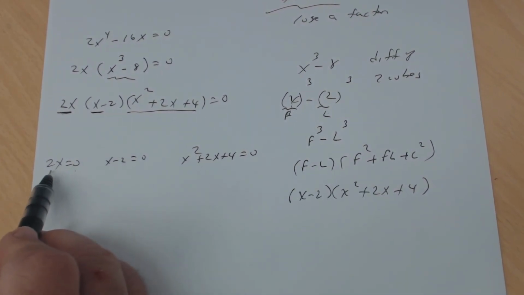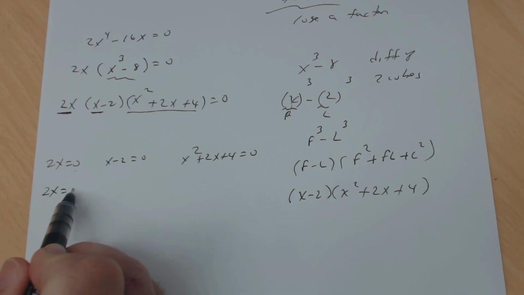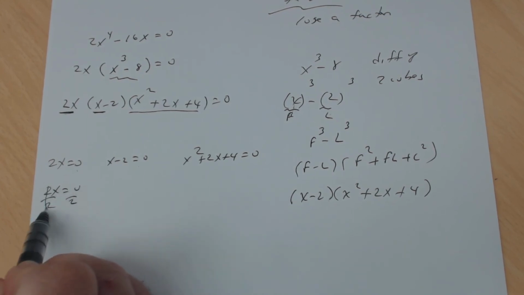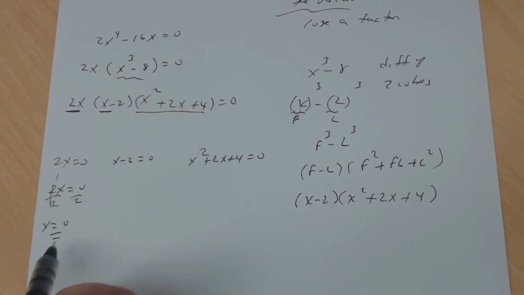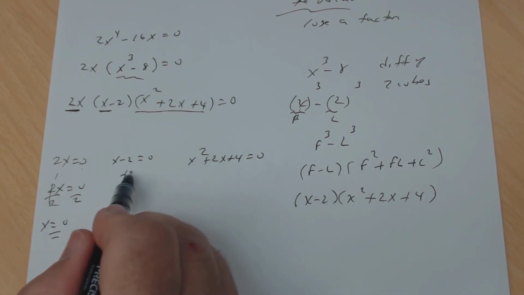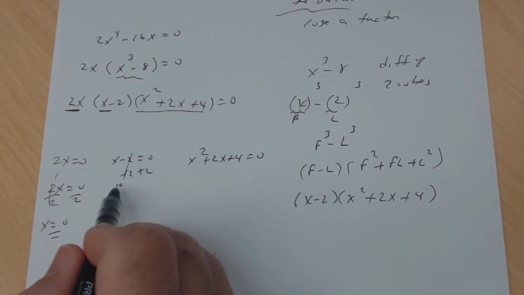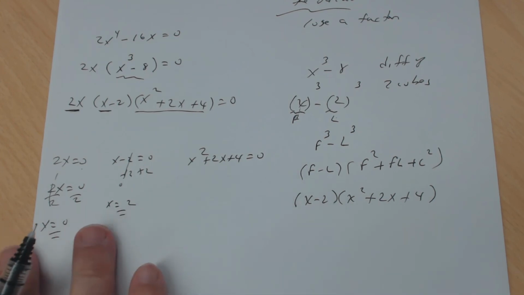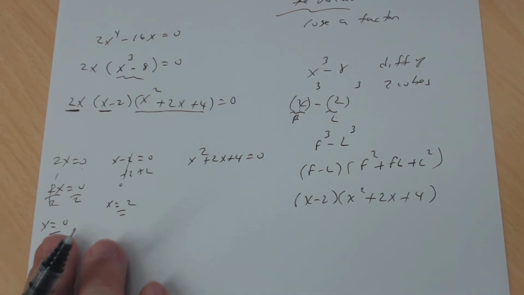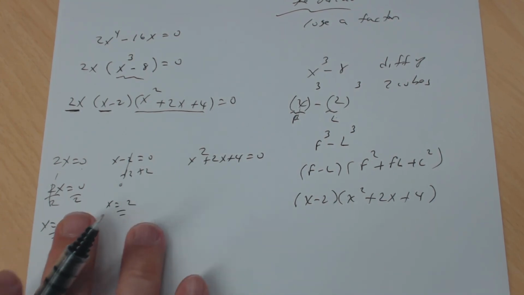All right, so when I get x by itself, I'm going to divide both sides by 2, and so I get x to be 0. Over here, I'm going to add 2 to both sides, so I get x to be 2. All right, so those two are easy. So I found two of my solutions, one is 0, the other one is 2.